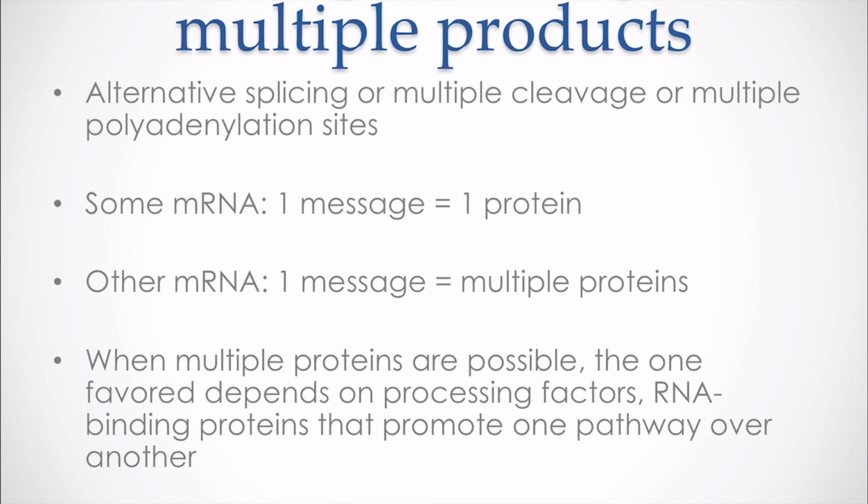Now, that's a pretty straightforward processing of RNA. So we have some RNAs that are going to have one message, one protein. Some RNAs will have one message, multiple proteins. And oftentimes the difference is in the location. So where is the messenger RNA being expressed? Sometimes you have a transcript that will be expressed in the gut and another that will be expressed in the brain, and they have two completely different products based on their location. So when multiple proteins are possible, the one favored depends on the specific cell's processing factors.